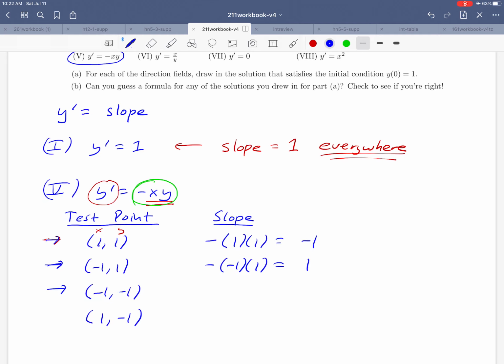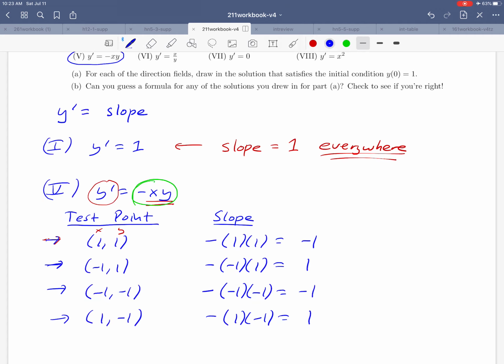Moving on to negative 1 and negative 1. We're going to get negative x times y. This time we've got 3 negative signs. That's going to get us back to a negative. And then finally, if x is 1 and y is negative 1, we're going to get negative 1 times negative 1. That's back to a positive 1 again.